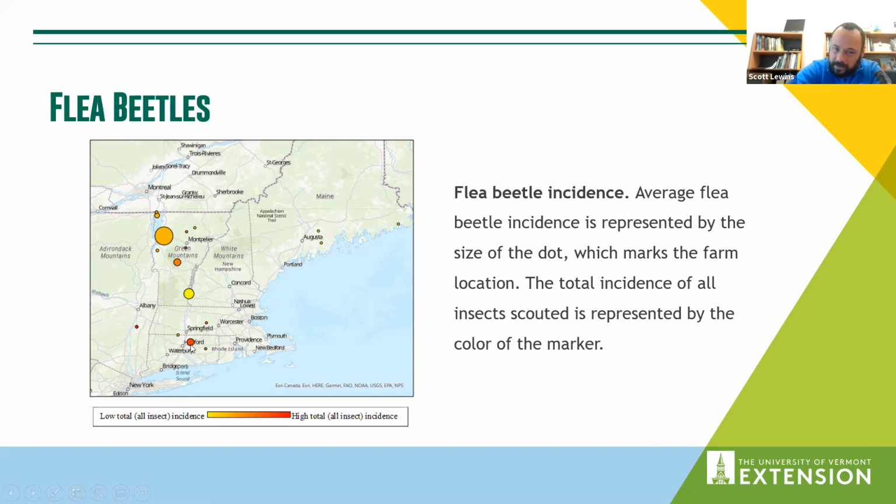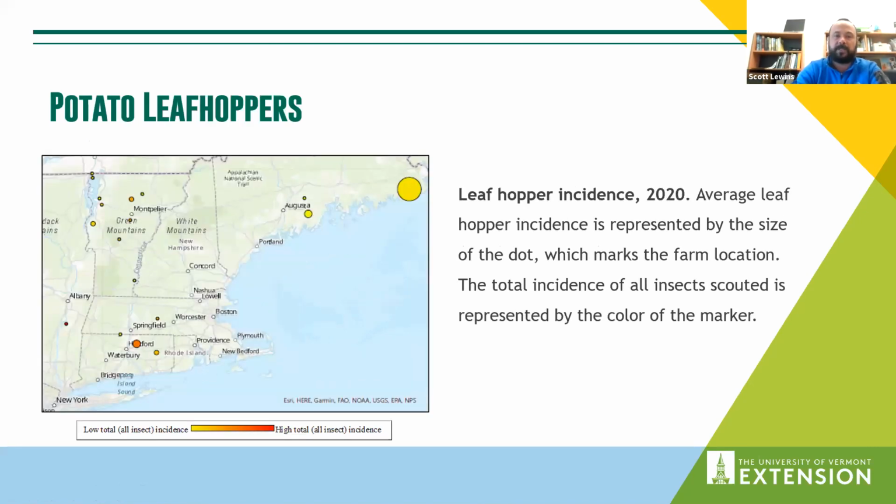Maybe this one site down in Connecticut had not a huge number of flea beetles, but a lot of other things as well. And so that's why you see that sort of reddish color. Potato leafhoppers, again, kind of spotty throughout the region, and that has a lot to do with the timing. Again, we were doing our sampling in August and then into September, not typically a really concerning time period for potato leafhoppers.